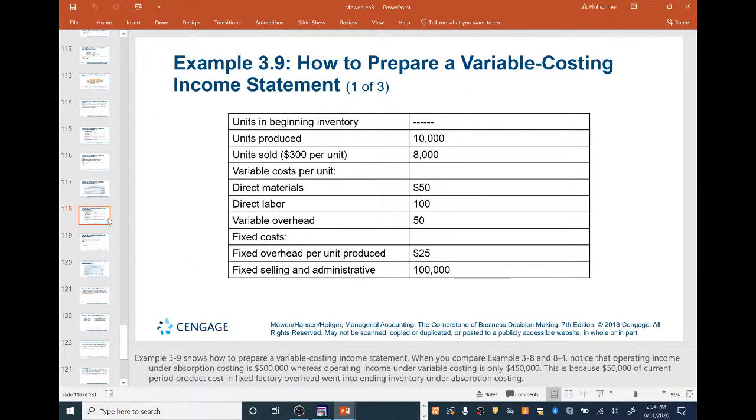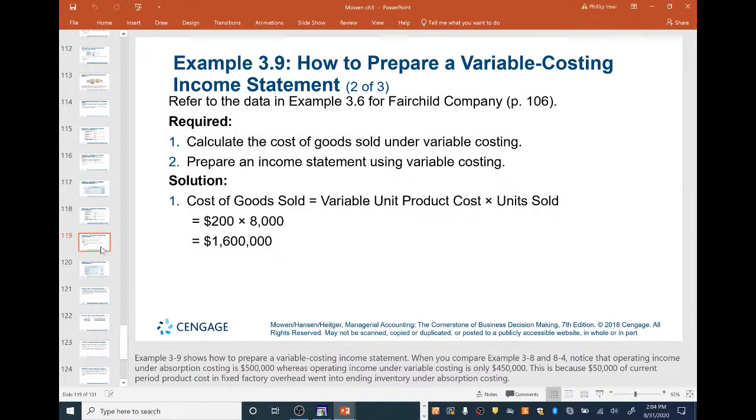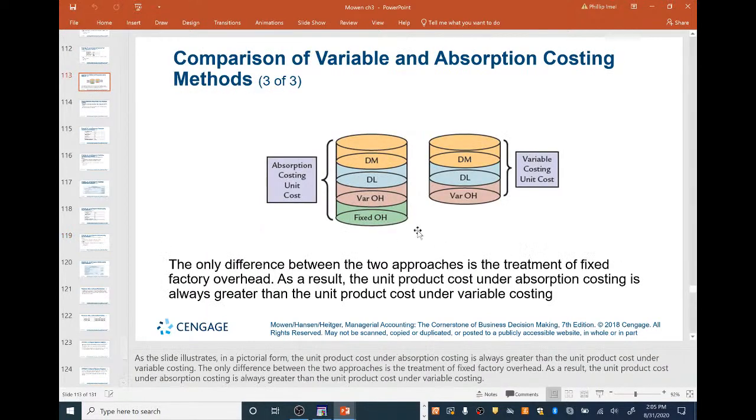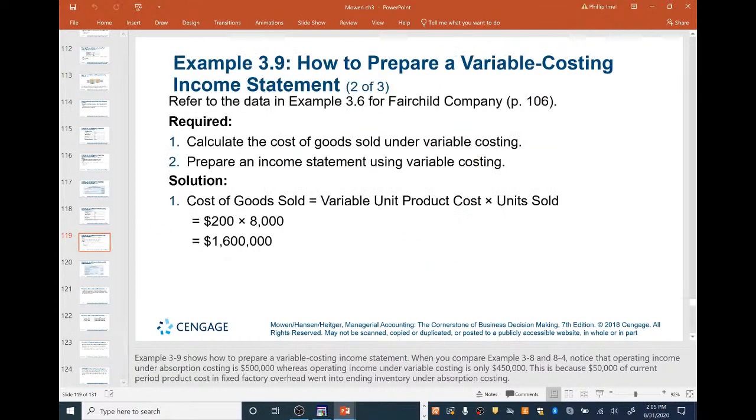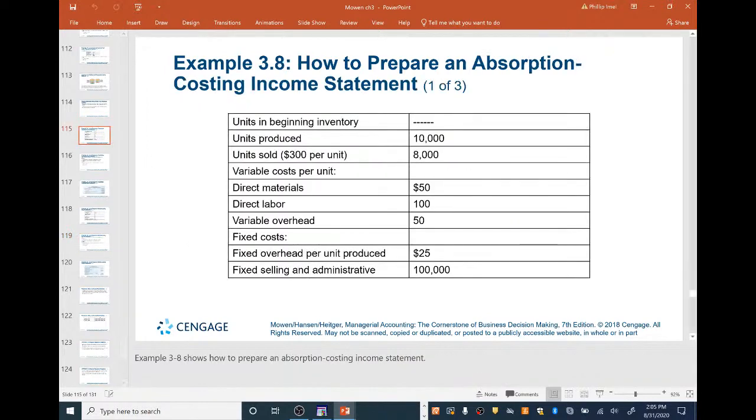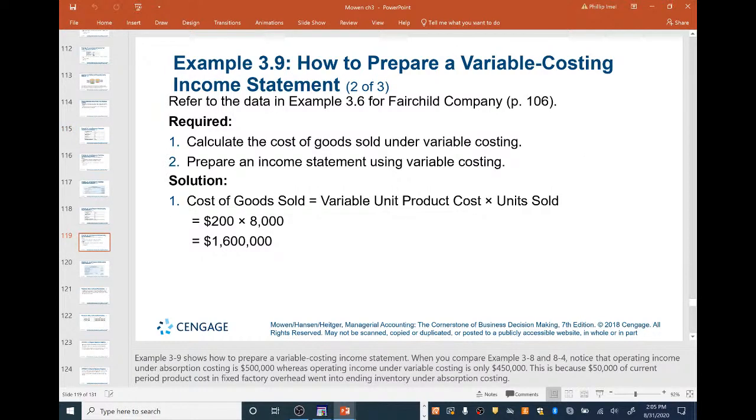Next, how to prepare a variable costing income statement. Once again, we have our given data here, same data. Calculate the cost of goods sold under variable costing, okay? Cost of goods sold equals variable unit product cost times units sold. Remember, the variable unit product cost in this case was made up of direct material, direct labor, and variable overhead, times the units sold, which was given, 8,000 units. So the variable unit product cost, 200, times the units sold, 8,000, is going to be 1.6 million.